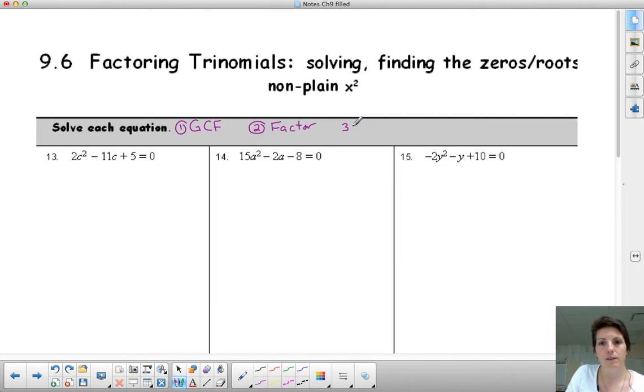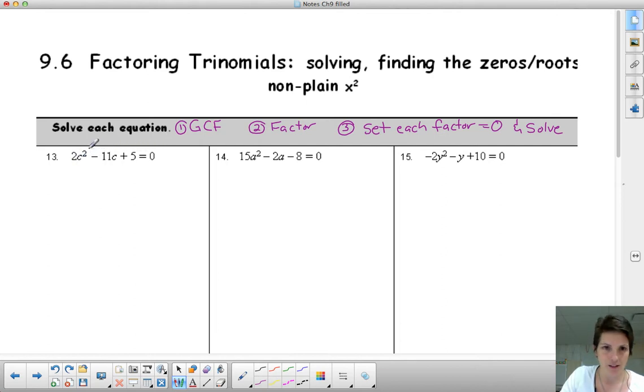Step 2, factor. Step 3, set each factor equal to 0 and solve. The degree of the problem, the degree of the polynomial, tells you how many answers you should get when you solve. So number 13, it's set equal to 0.